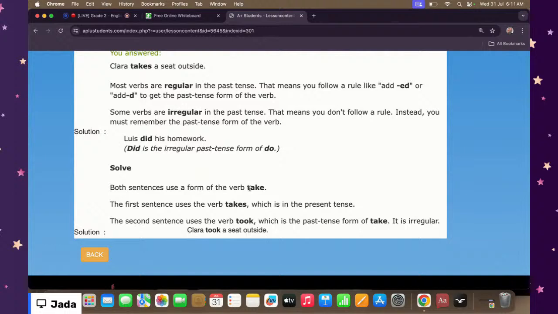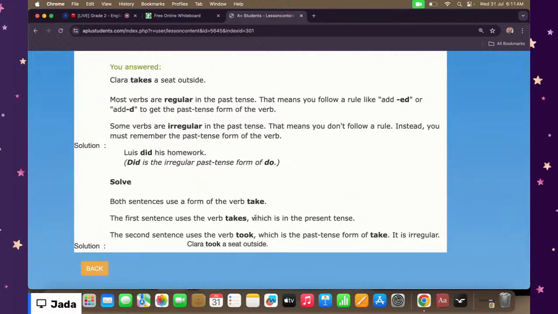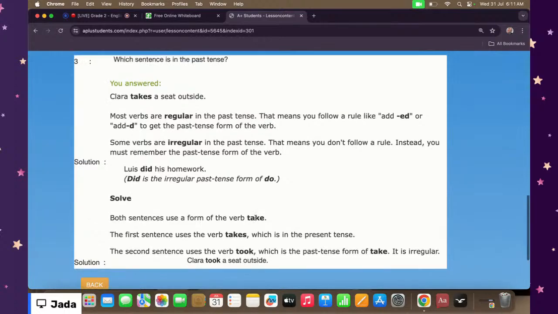So I'm saying take this phone, and then I would say in the past, she took the phone. Okay, so that's the pattern. You cannot add ed to take, they are unique on their own. It is took. So you do not add anything else. You follow the particular rule, the pattern of the irregular.